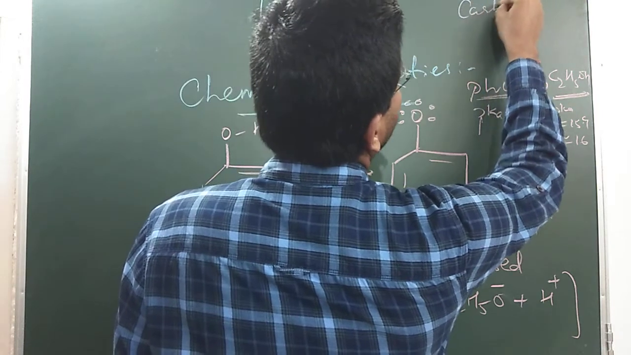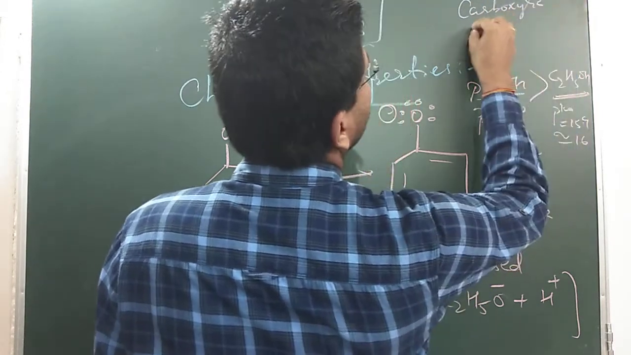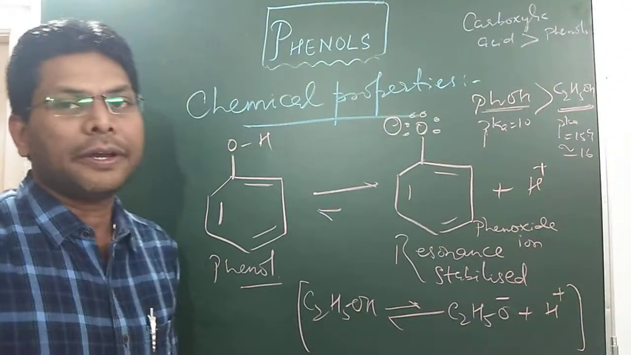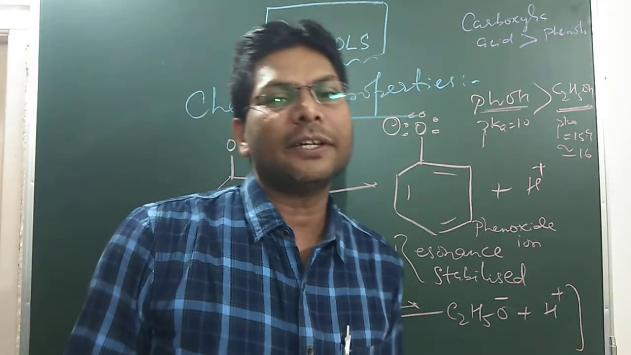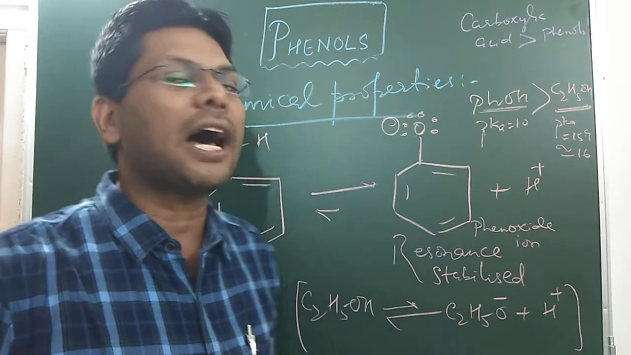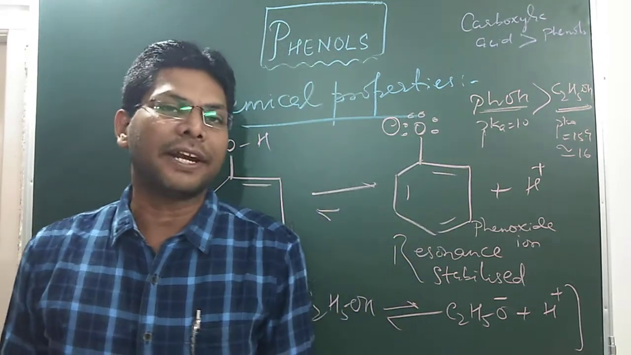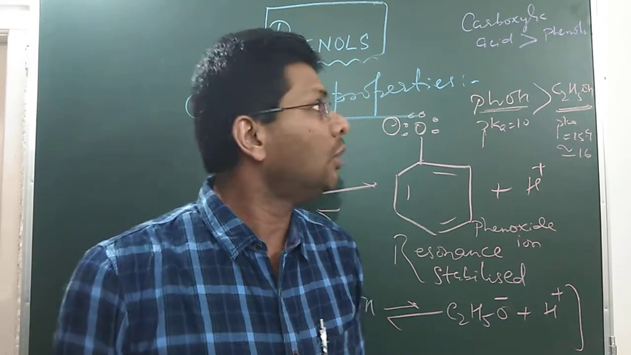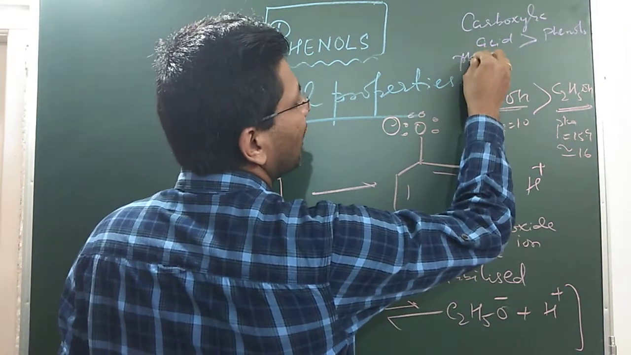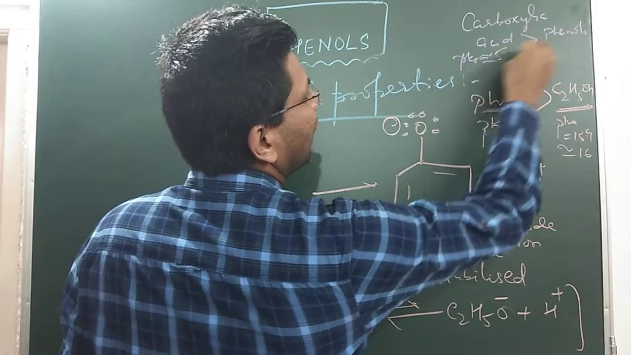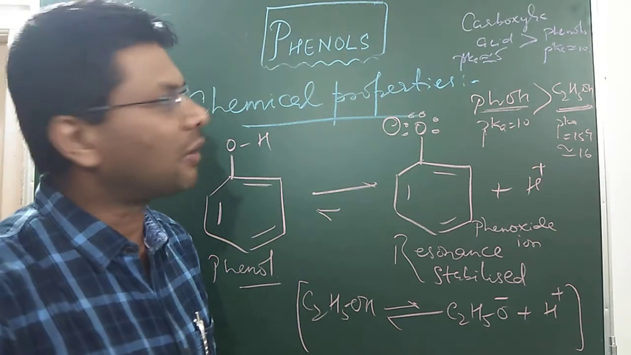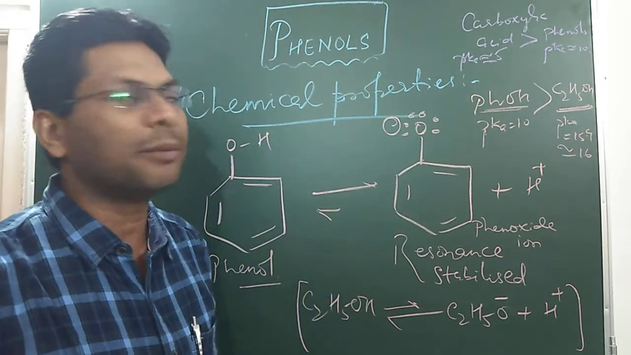carboxylic acids are stronger acids than phenols because carboxylic acid resonance structures are equivalent, whereas phenols have non-equivalent resonance structures where carbon gets the negative charge. So resonance is not that important in phenol, but it is highly important in carboxylic acid. The pKa value of carboxylic acid is nearly 5. Here it is 10. So we find that carboxylic acids are stronger acids than phenol. Even phenols are weaker acids as compared to carbonic acid.